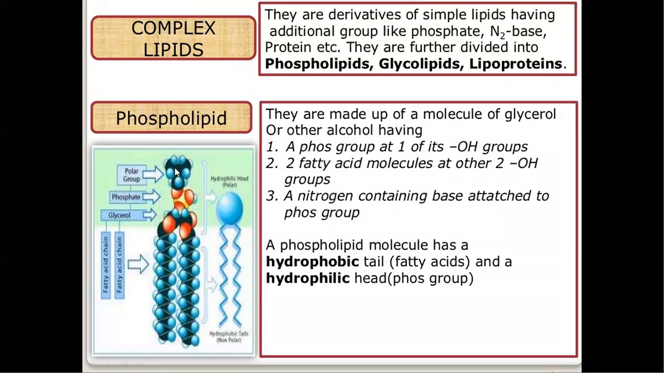The polar group contains a nitrogen atom, which provides a positive charge, and the phosphate ion provides a negative charge. So the head portion of this phospholipid gets a hydrophilic nature, and the head is attached to the tail by the backbone, which is called glycerol. Here glycerol is acting as a backbone, and these phospholipids are present in the cell membrane. These are the main structural components present in the cell membrane.